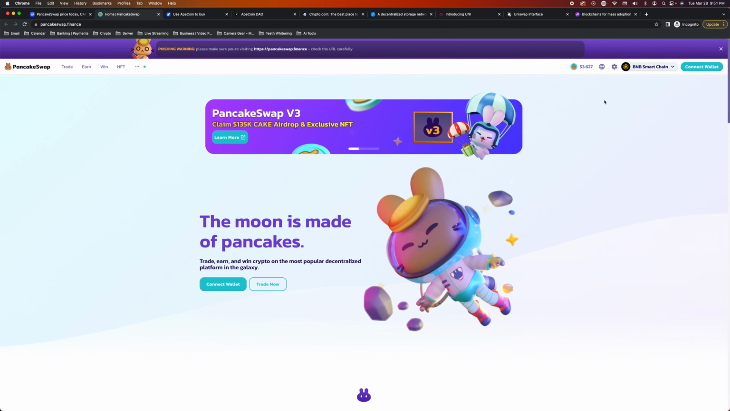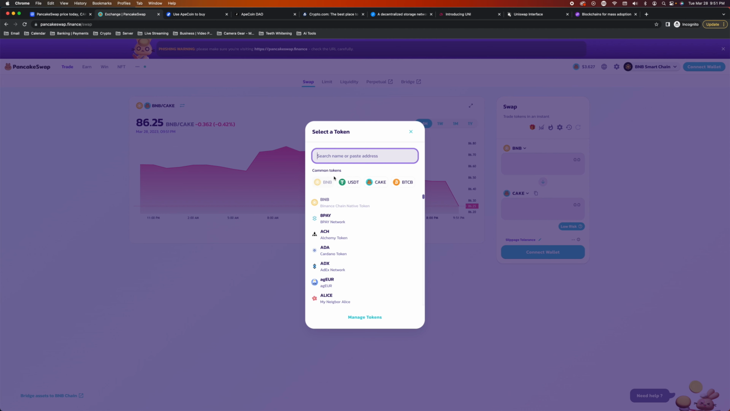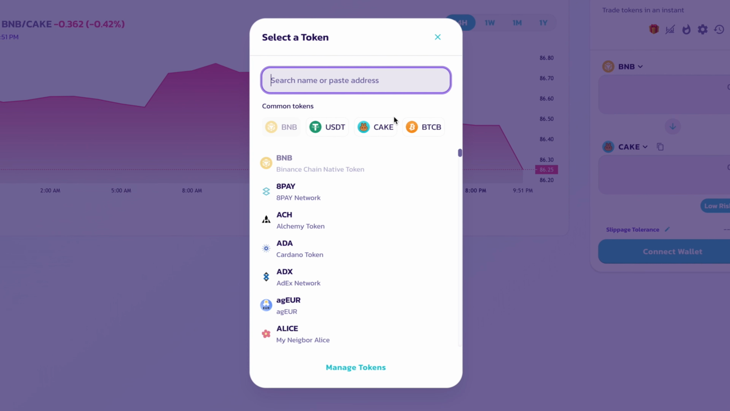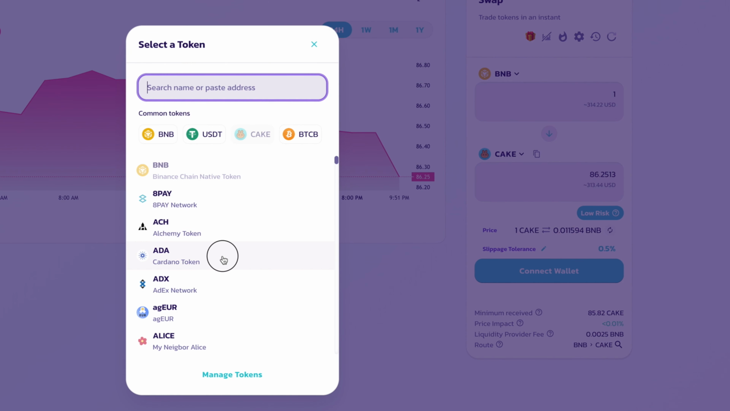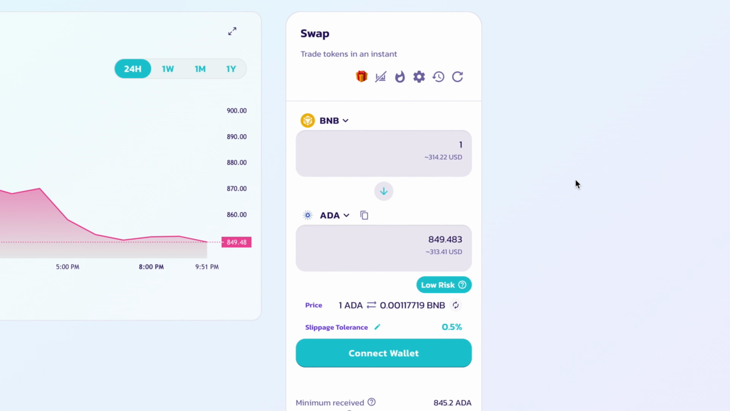If we take a look at PancakeSwap, we're not going to connect a wallet now. You can easily trade, swap for assets. They have a lot of options. What you can also do is swap BNB for Cardano, which is interesting. So after connecting our wallet, we could swap some BNB for ADA, which is something that I think is really cool. So definitely take a look at these projects.